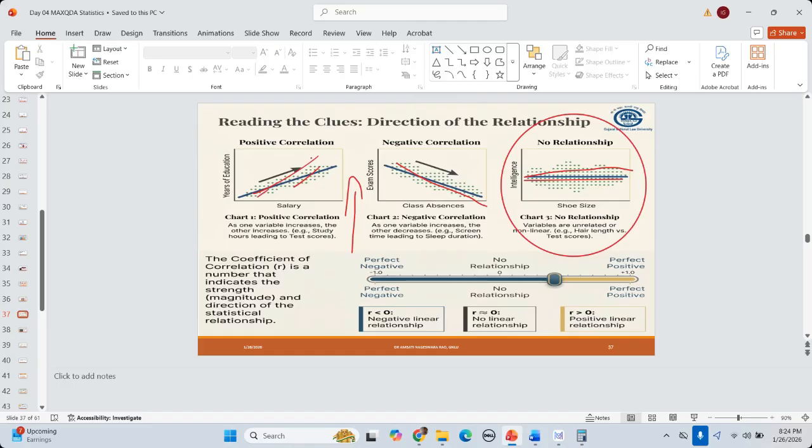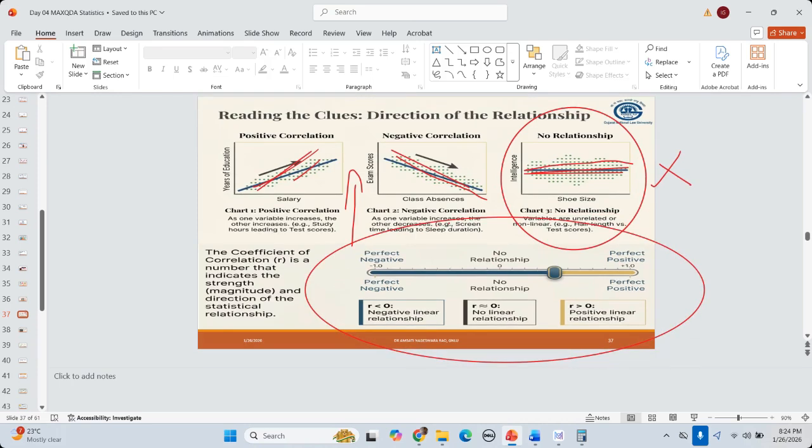If you get either positive correlation or negative correlation, you can go for conducting a correlation test. But if you get this kind of result, you can't go for conducting a correlation test. You're not eligible to conduct the correlation test. Okay. So I'll talk about the interpretation part in coming slides.